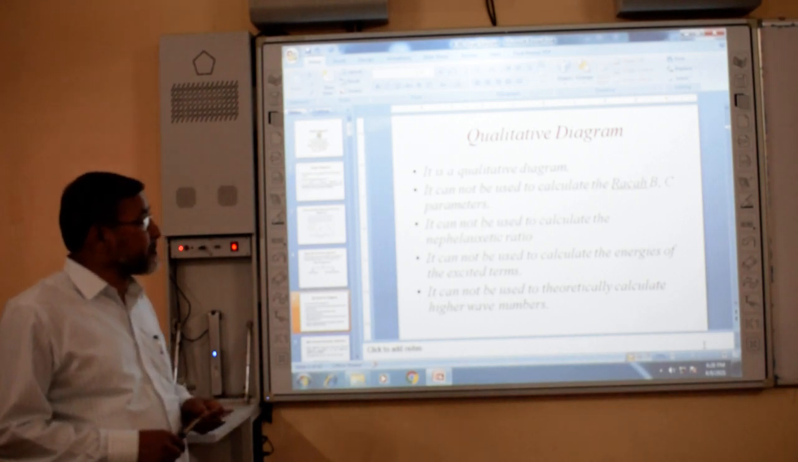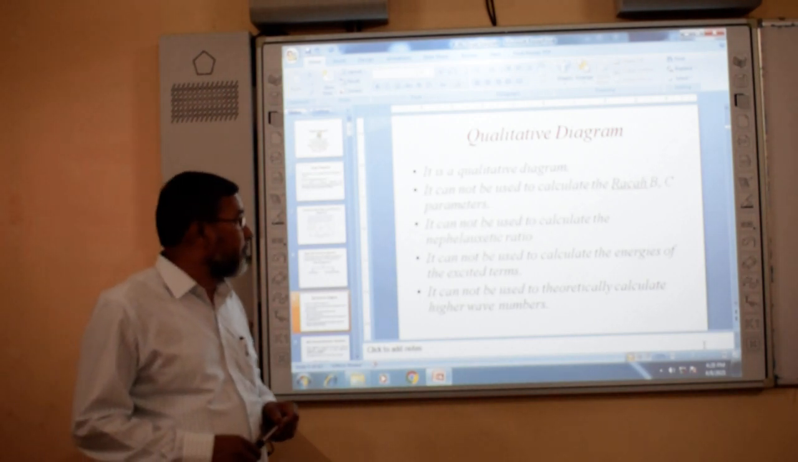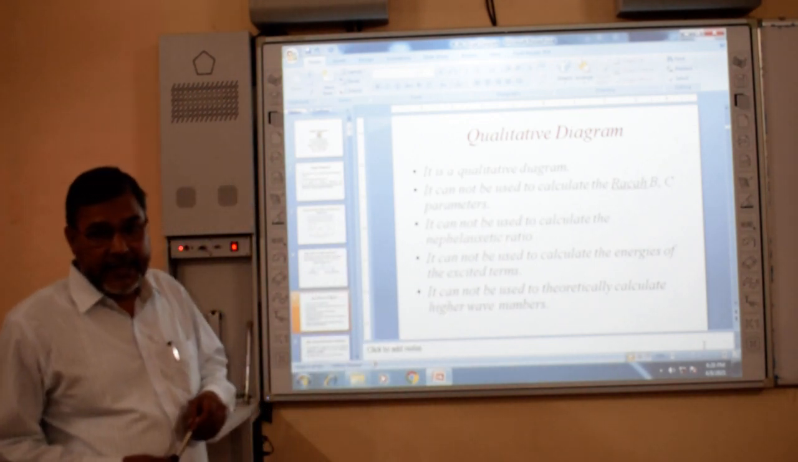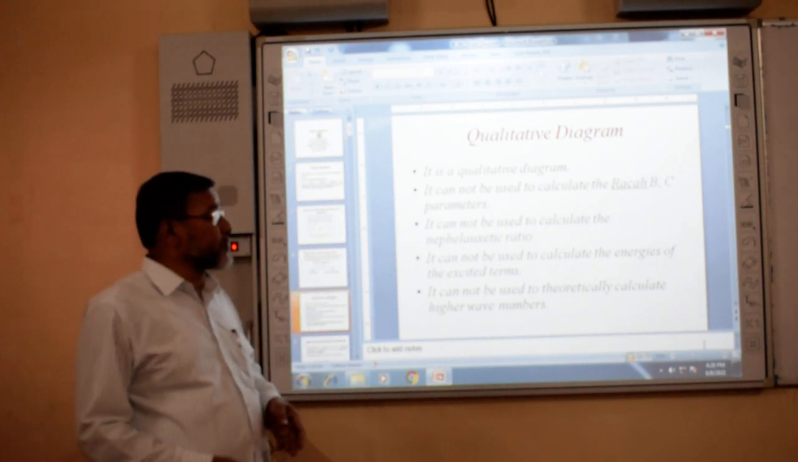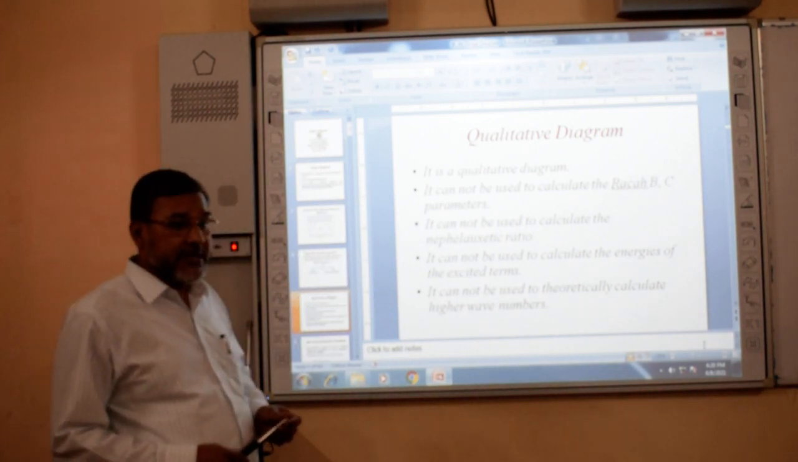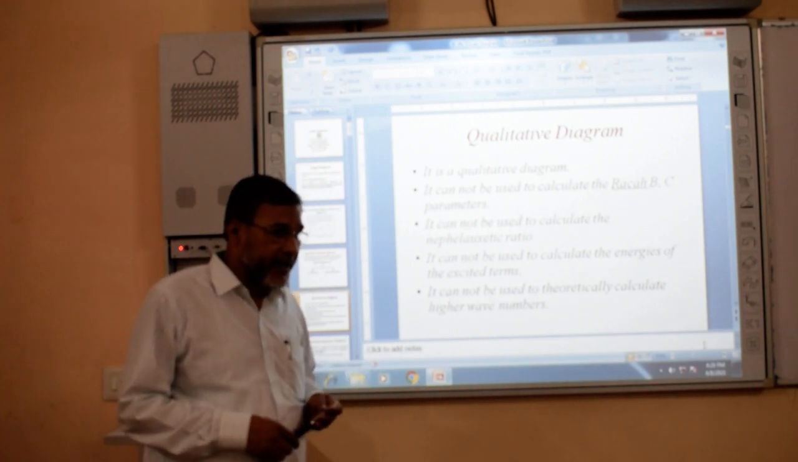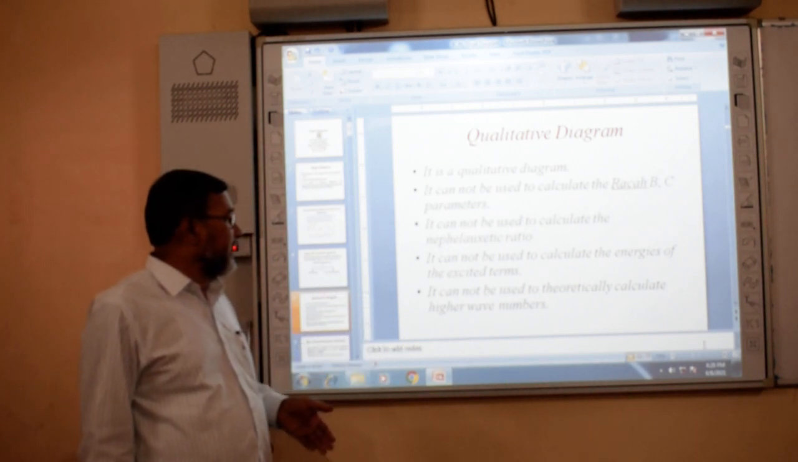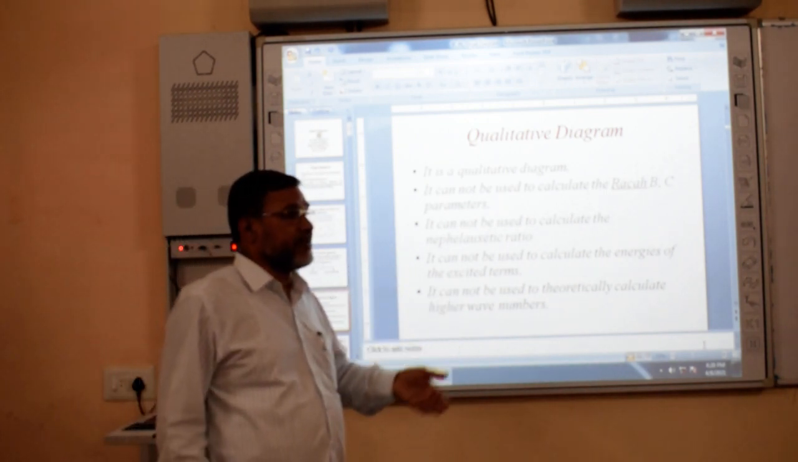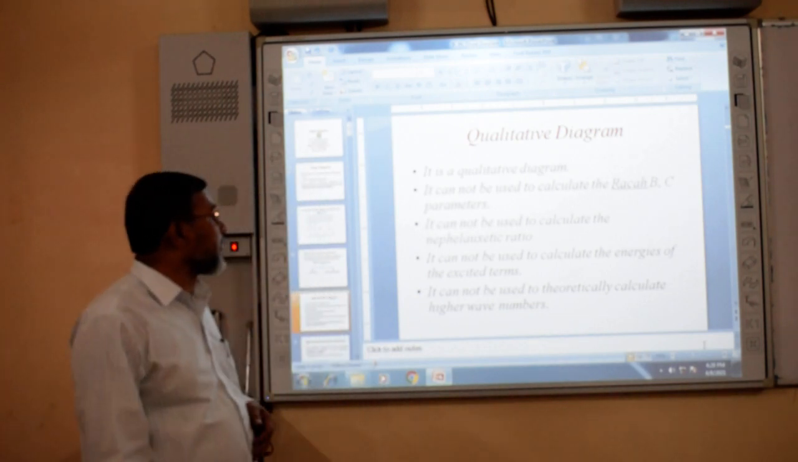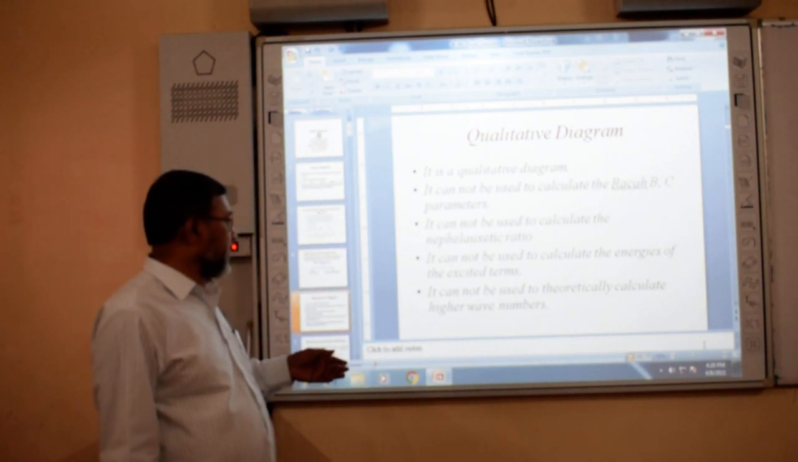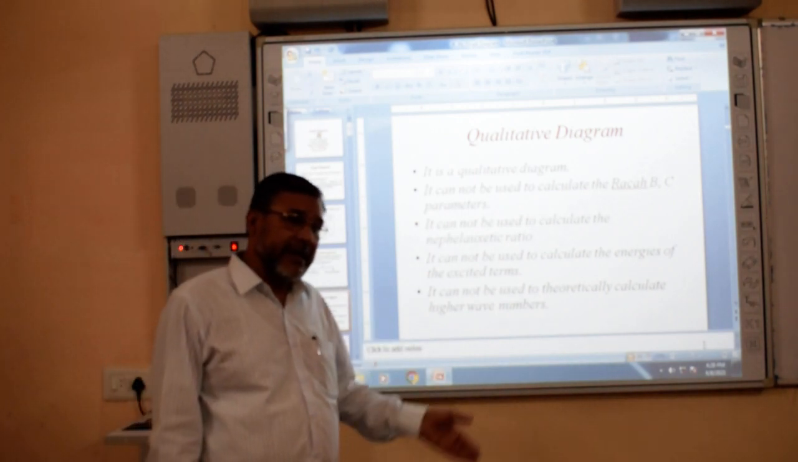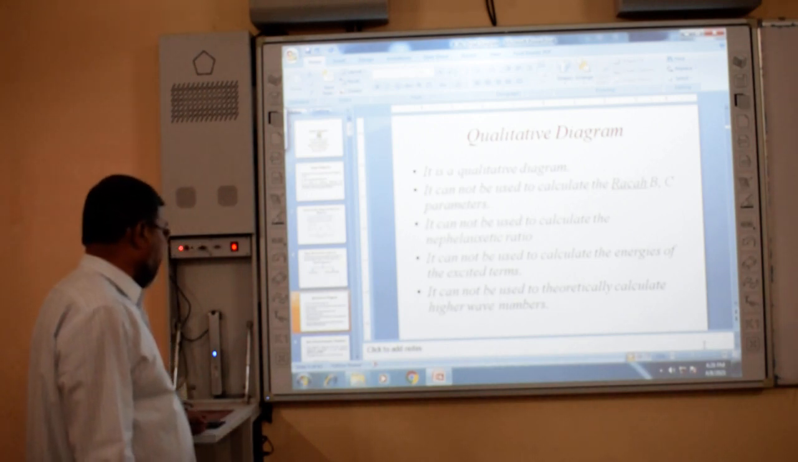It cannot be used to calculate the Racah B and C parameters. This is one of the limitations of the Orgel diagram. It cannot be used to calculate the nephelauxetic ratio. It is again one of the limitations. It cannot be used to calculate the energies of the excited terms. This is again another limitation. It cannot be used to theoretically calculate higher wave numbers. Again, a limitation of the Orgel diagram.